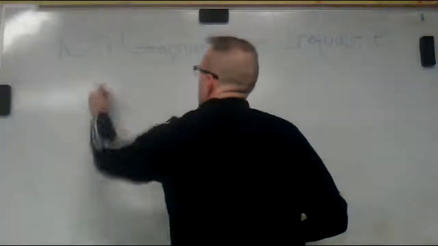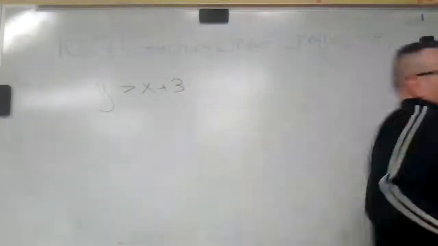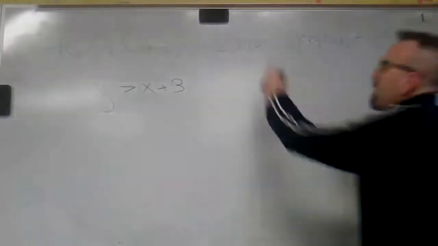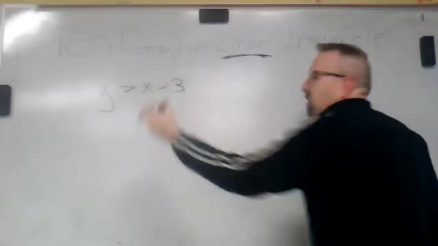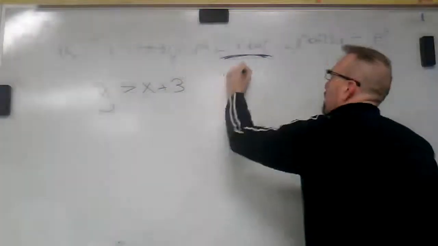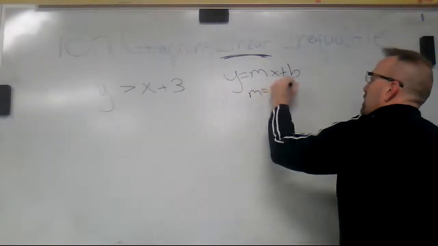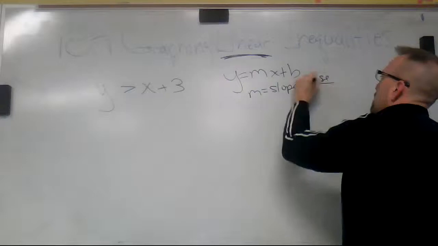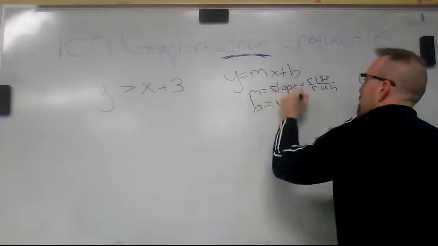We are going to deal more with some inequalities today. Now what we're going to do is take them and graph them. Notice the word here says linear. Linear means lines. We have x and we have y. We can make them into a graph by going back to this form, y equals mx plus b, where m is our slope, rise over run, and b is our y-intercept.